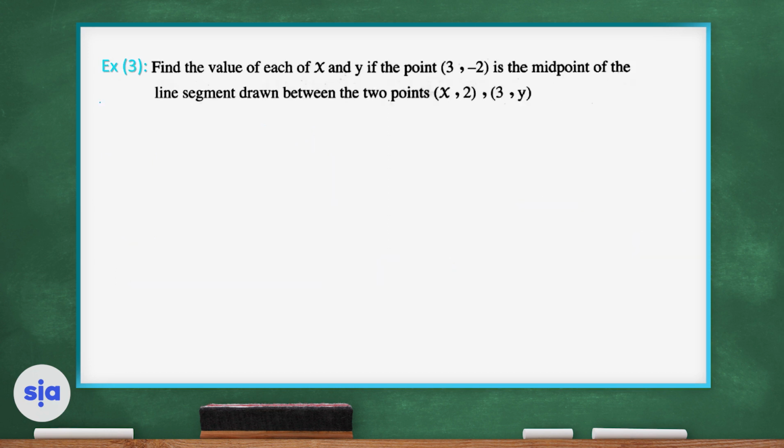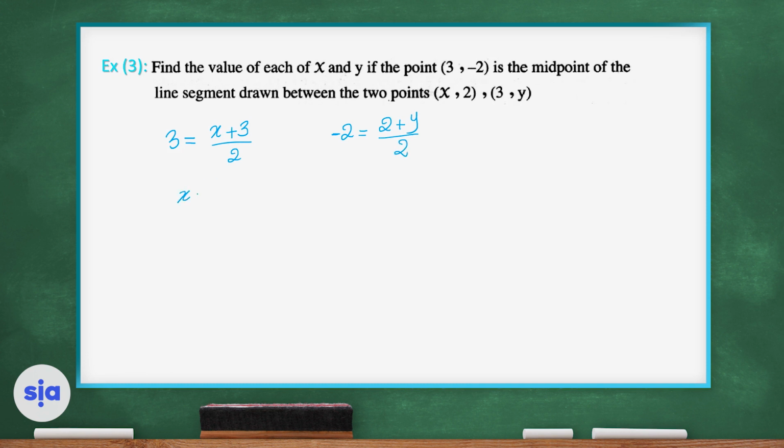Example 3. Find the value of each of x and y if the point (3, -2) is the midpoint of the line segment drawn between the two points (x, 2) and (3, y). As long as (3, -2) is the midpoint, the x-coordinate of the midpoint, which is 3, came from (x + 3) over 2, and the y-coordinate of the midpoint, that is -2, came from the y's plus each other over 2.